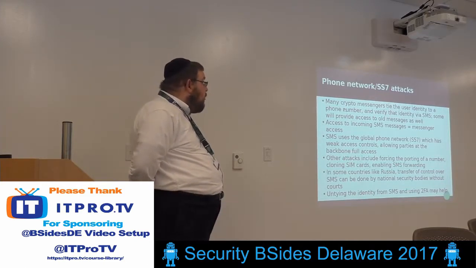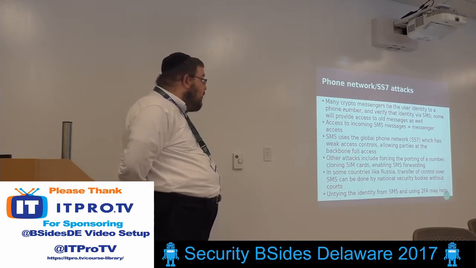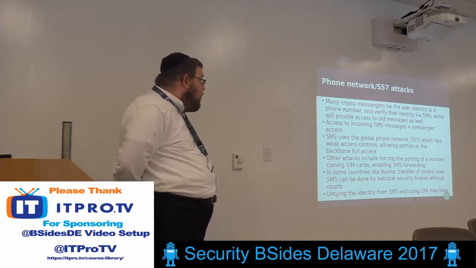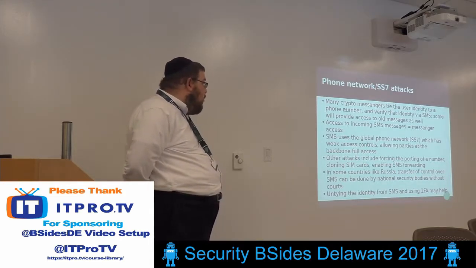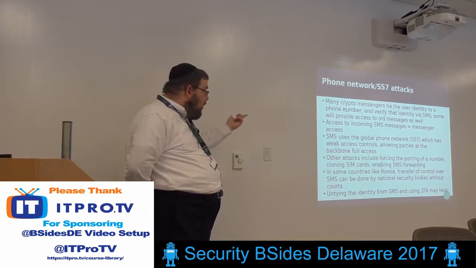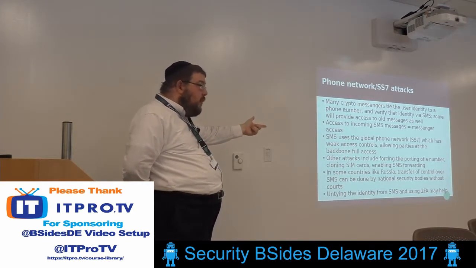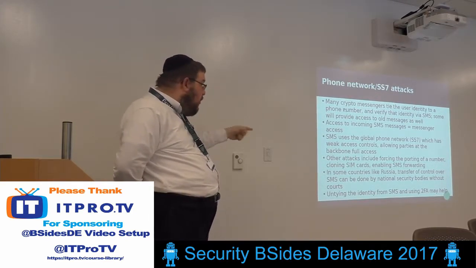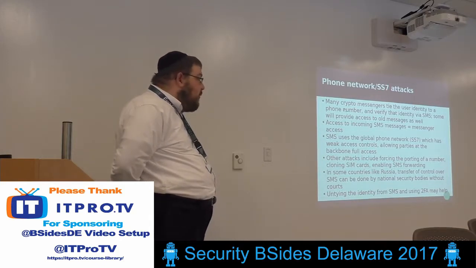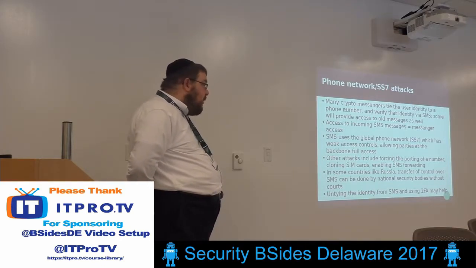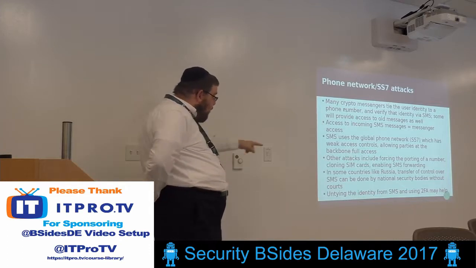Most crypto messengers tie user identity to the phone number. They verify through SMS. If you have access to SMS, you have access to the messenger. Backbone access costs a couple thousand dollars. You could force porting of a number, which doesn't cost anything at all. You could clone a SIM card. You could enable SMS forwarding by breaking into somebody's account. The last one is an interesting example.